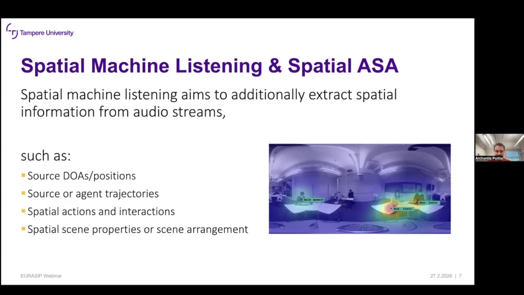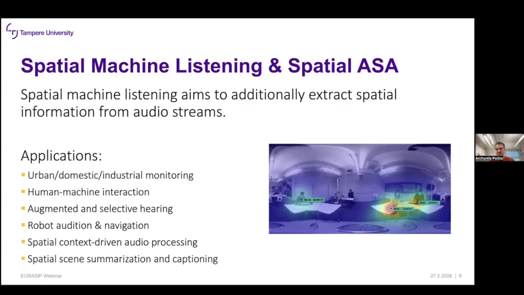At a higher level, we can be trying to extract trajectories of those sources, or of the agents or objects that produce certain sound events. We can also be trying to infer actions in space and interactions. And we can also try to infer some spatial scene properties from the sound events themselves. For example, some kind of arrangement of the sound scene, obstacles that moving sound sources are avoiding, or boundaries, for example.